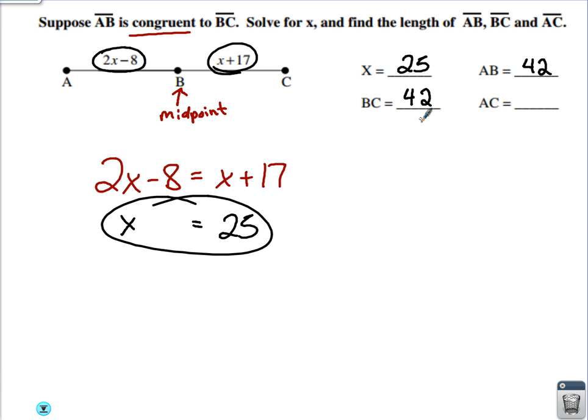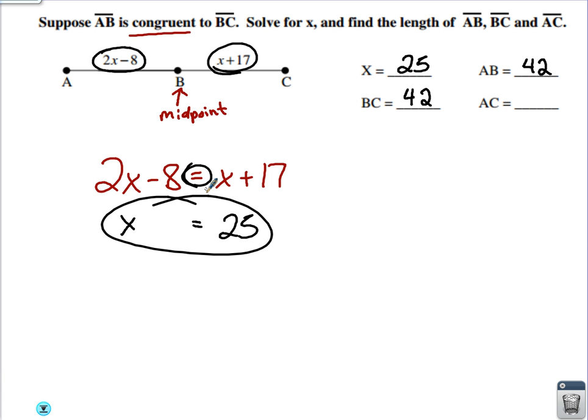So since I got 42 and 42, how confident am I about my answer? I'm right. Okay? There's no doubt in my mind that's right. Because when I plug them in, I got the same values. That's what I was looking for. What makes them equal? Obviously, it made them equal. Now, how in the world am I going to find AC?